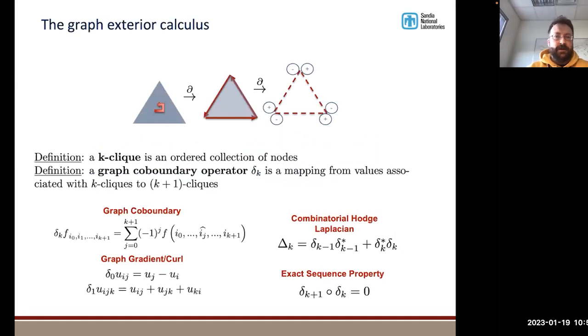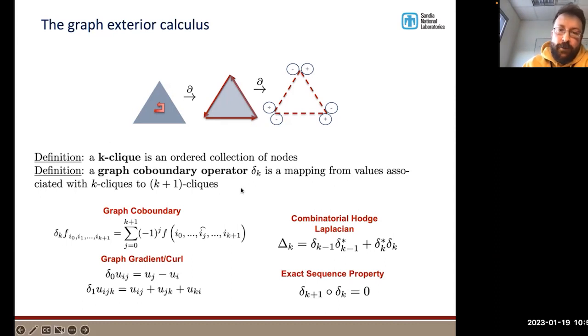Okay, so I'll start with some definitions. First, a k-clique is an ordered collection of nodes. So a node of a graph would be an example of a one-clique, an edge would be an example of a two-clique. You can have higher order cliques, right? Like a triangle, and higher order cycles that loop around an arbitrary number of nodes, k nodes. But it has some orientation associated with it, like it's clockwise if you look at a triangle, for example.